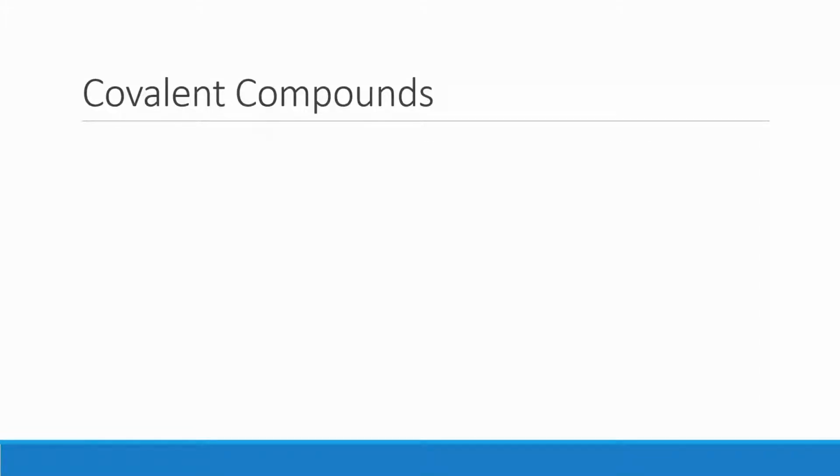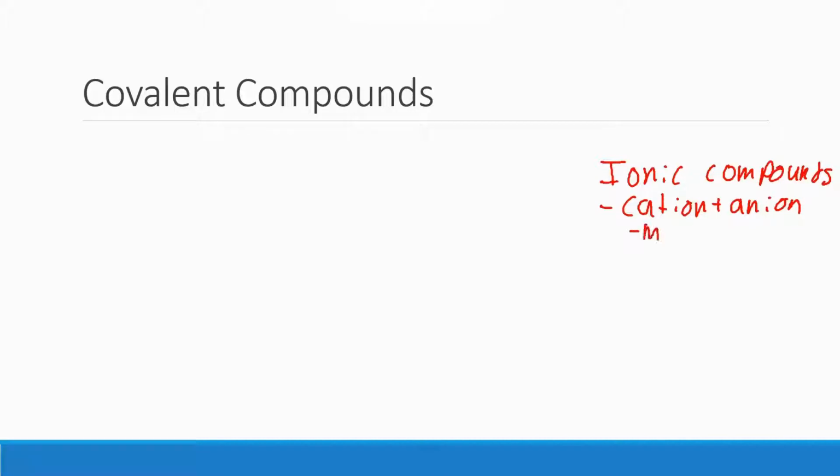Okay, so at this point in the lecture, we already know what ionic compounds are. If you don't already, you should probably watch the video on naming and forming ionic compounds and then come back to this lesson. However, ionic compounds are comprised of a cation plus an anion. And obviously they're made up of ions, that's why it's called an ionic compound. And in general, we say that the cation comes from a metal with the anion coming from a nonmetal.